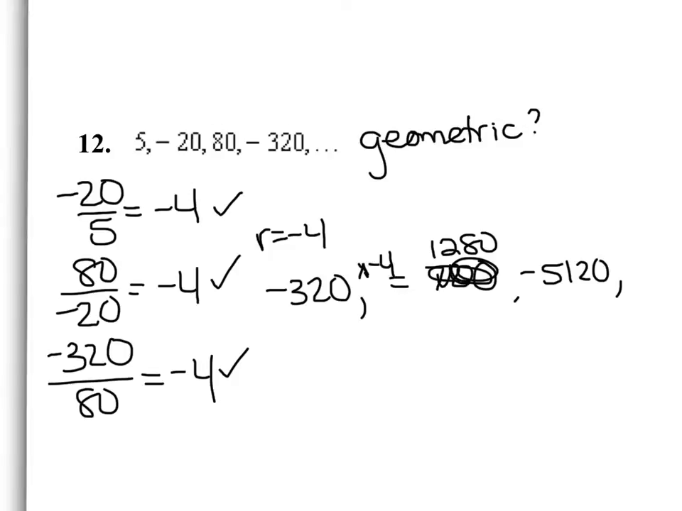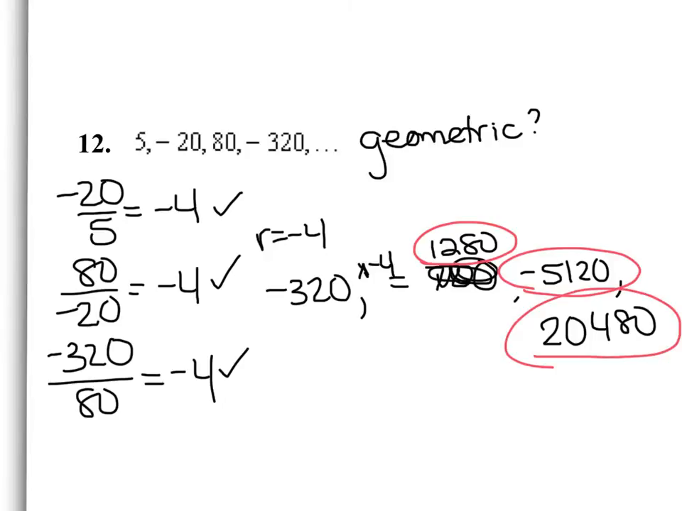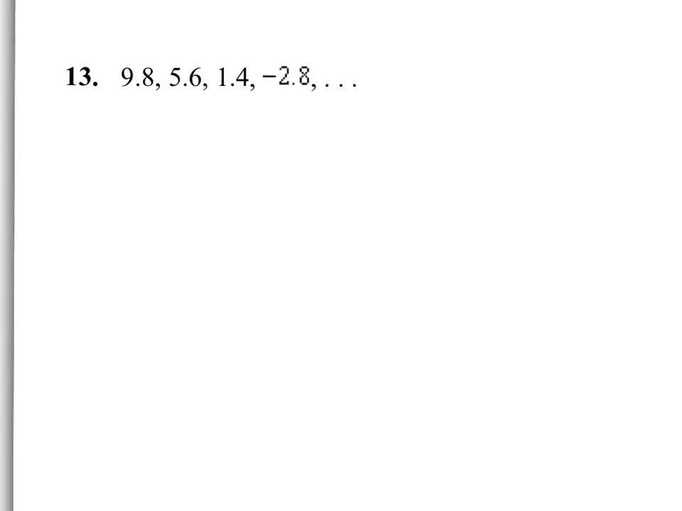And then one more time, times that by negative 4, and you get a big number, 20,480. So my next three terms would be 1280, negative 5120, and then 20,480. All right, let's see if there's any more on the bottom. Yep, one more. 9.8, 5.6, 1.4, and then negative 2.8.